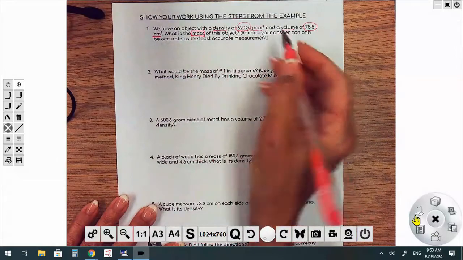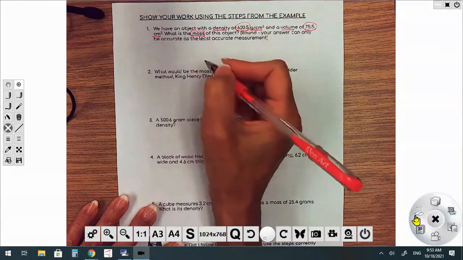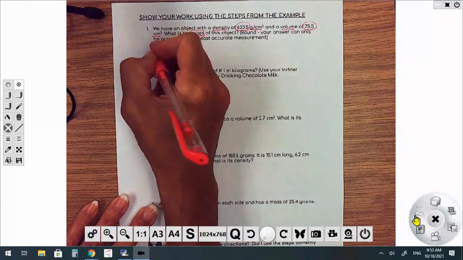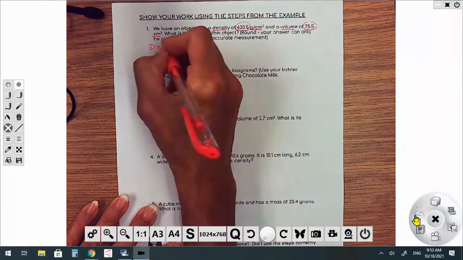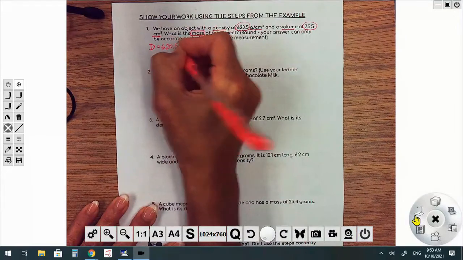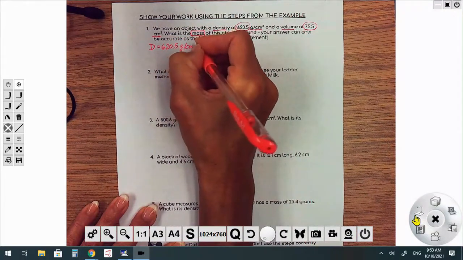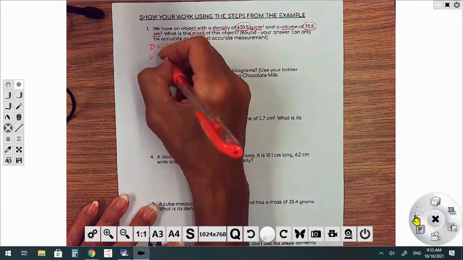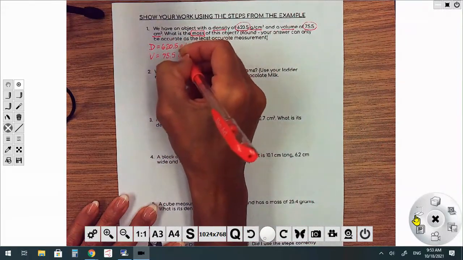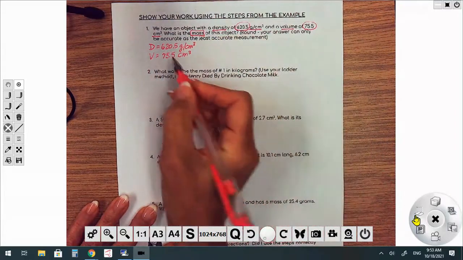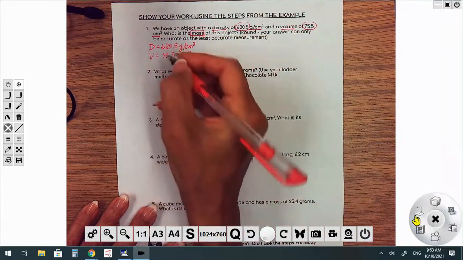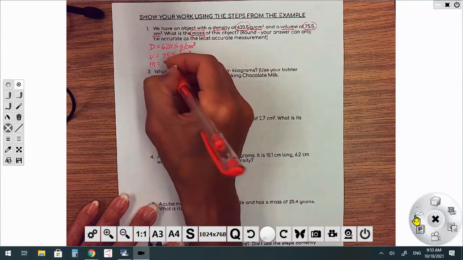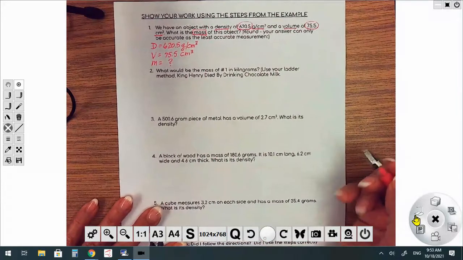All right, so the next thing we do is write out a list of our variables over here. So we know density is equal to 620.5 grams per cubic centimeter. We know volume is equal to 75.5 cubic centimeters. Please remember to include units with all your variables. And we're trying to solve for the mass. So we'll put a question mark there. That's the unknown variable.